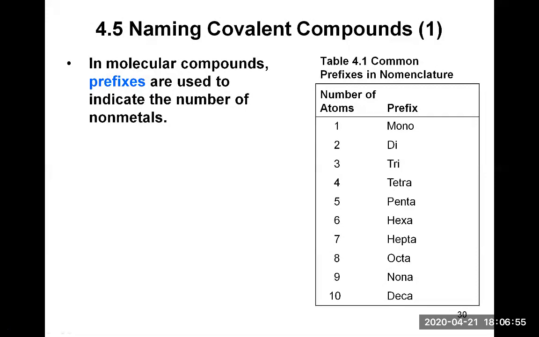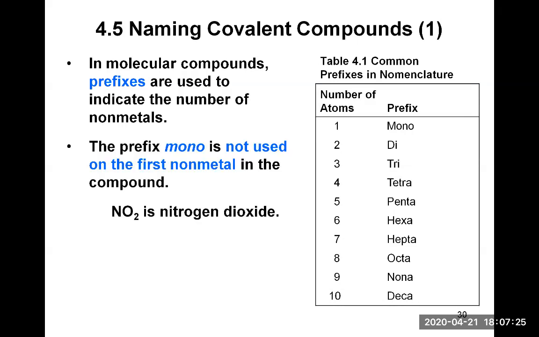When you have only one of the atom, you will use the prefix mono. 2 atoms, it's di. 3 atoms, it's tri. 4 atoms, tetra. 5 atoms, it's penta. 6 is hexa. 7 hepta. 8 octa. 9 nona. And 10 deca. So we will use these prefixes in front of the name of the nonmetals themselves.